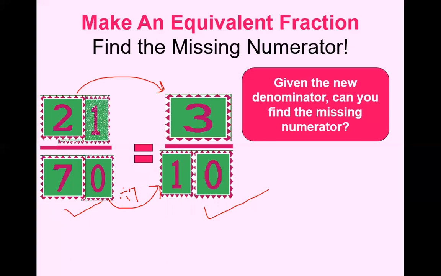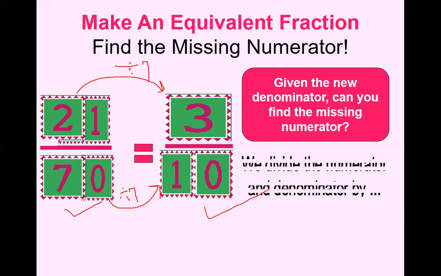So here we have a number 21. 21 divided by 7 will give you 3, because up and down you have to multiply or divide with the same number. So you will get 21 by 70 is equal to 3 by 10.